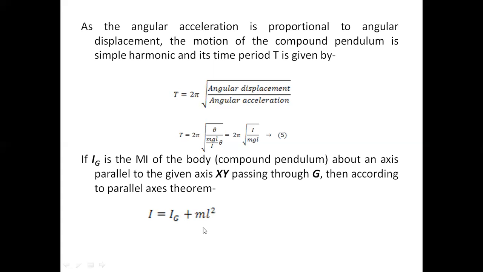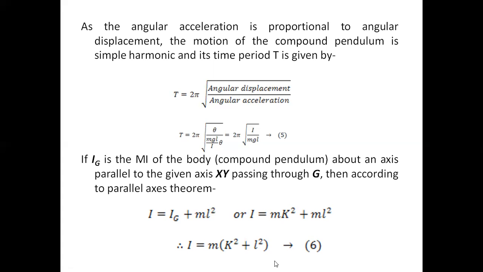Therefore, from the parallel axis theorem, I is equal to Ig plus m into the separation between the two parallel axes, which is L. So mass into L square. But Ig is nothing but equal to mk square. Therefore, substituting the values, we get I is equal to m into (k square plus L square).